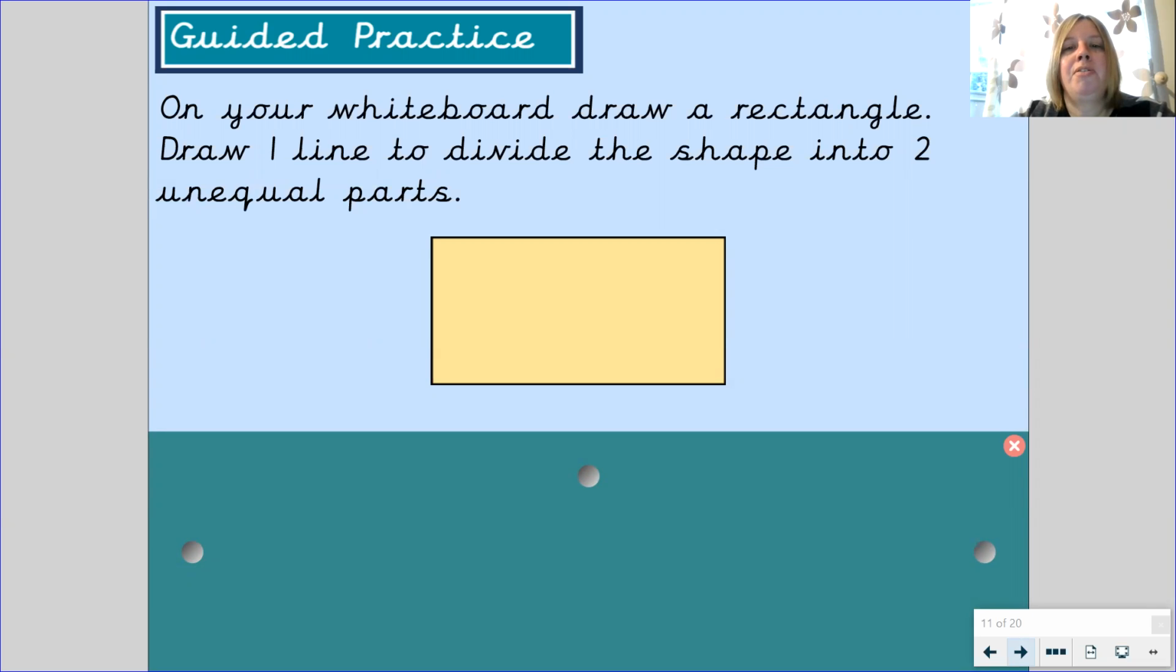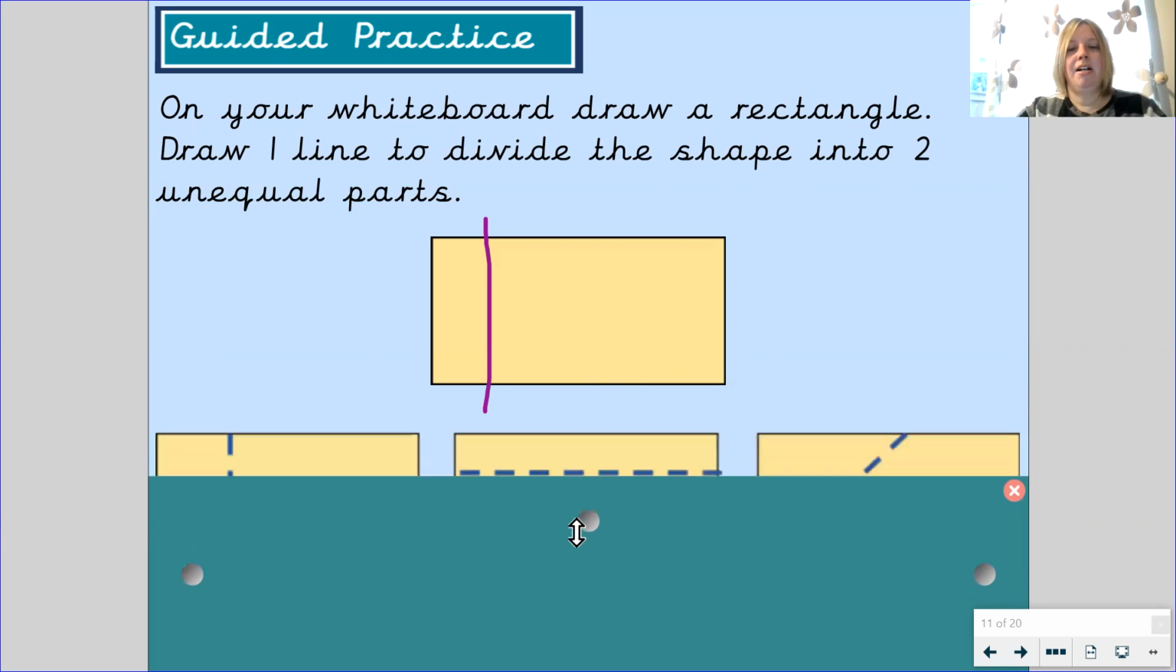On your whiteboard, draw a rectangle. Draw one line to divide the shape into two unequal parts. So if equal parts are the same size, unequal parts are going to be different sizes. So I could divide my rectangle by drawing a line here. Then I have got two unequal parts. I've got two parts of my rectangle which are different sizes. Pause your video and have a go at this now for me.